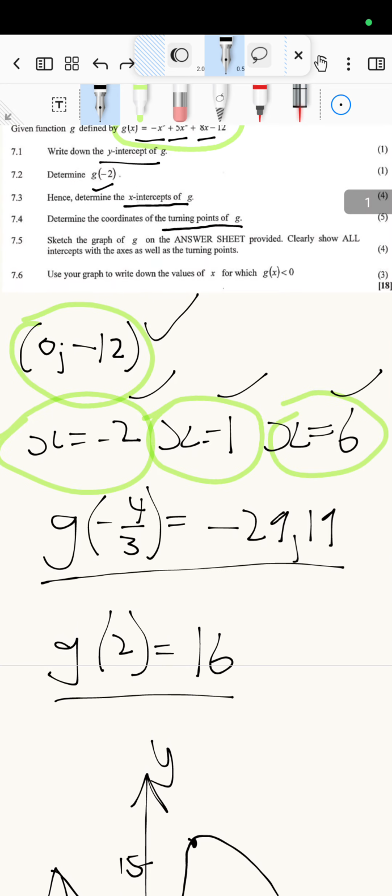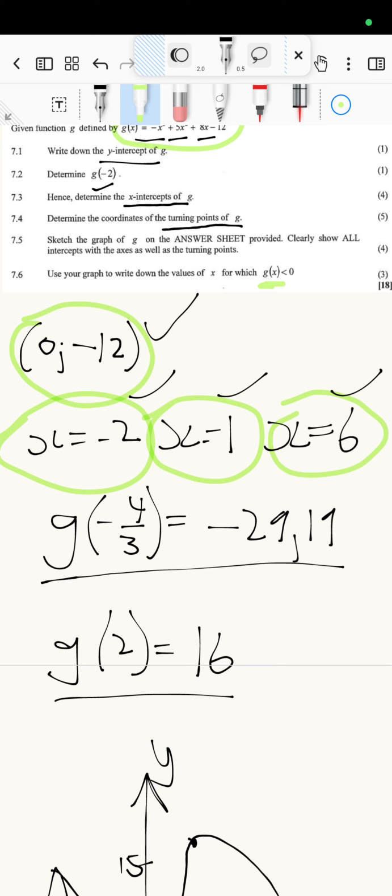Now let's answer the final question. Use the graph to write down the values of x for which g of x is smaller than 0. We need to understand this question, and this is a super easy question. Don't just ignore it. Learners tend to ignore this question because it requires no mathematical work, just for you to look at the picture and think. So let's think about this. g of x, we think of that as y.